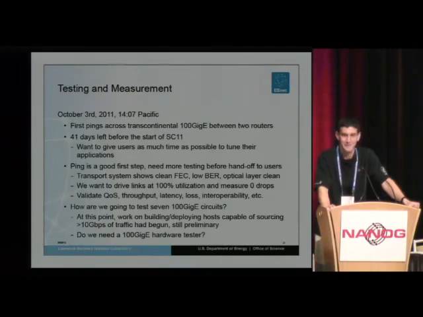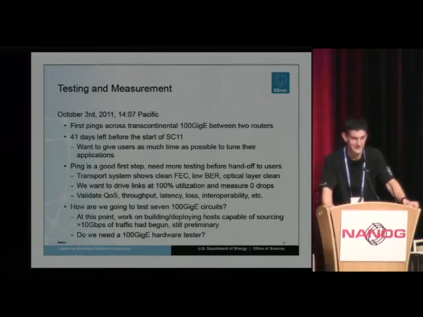It was great to be able to ping, but we really wanted to show that under load this thing still performed well. Everything looked perfectly fine for the transport system. FEC was not kicking in at all. It was just showing everything looking very clean. But we wanted to drive it at 100% utilization just to really make sure everything was okay and really measure zero drops, do some validation of QoS and things like that.